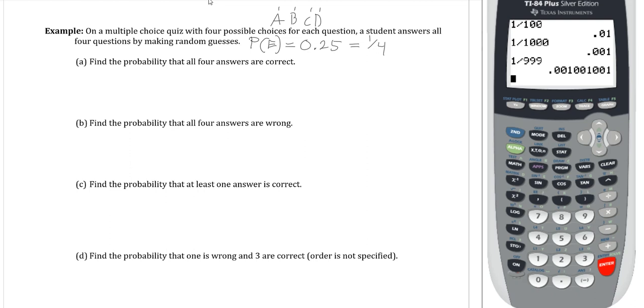Part A asks us, find the probability that all 4 answers are correct. Well, all 4, we had a few of these in the last section. All 4 is another repetition situation. And all 4 means that you get the first question right, so a probability of E1 and E2, and you get the third question right, and you get the fourth question right.